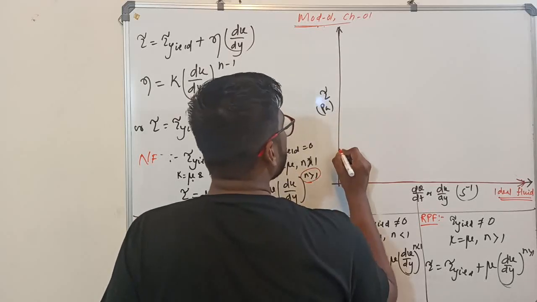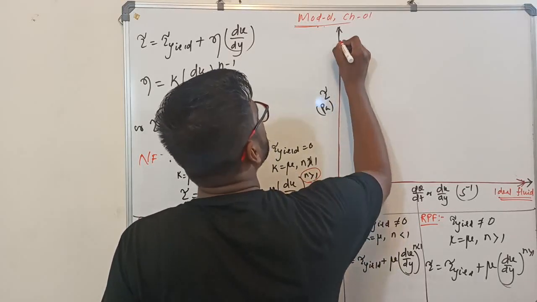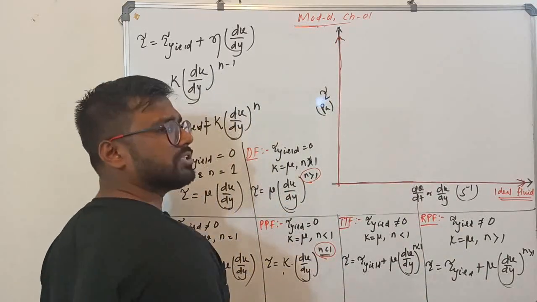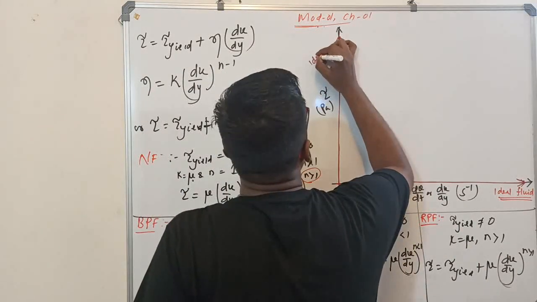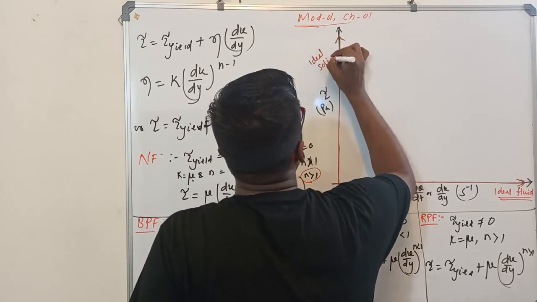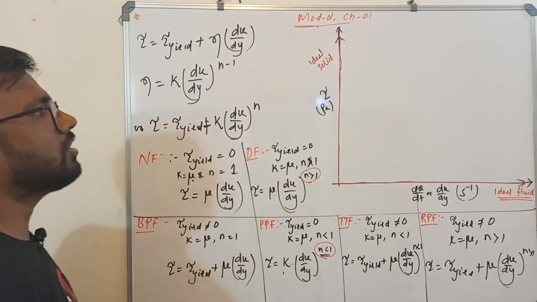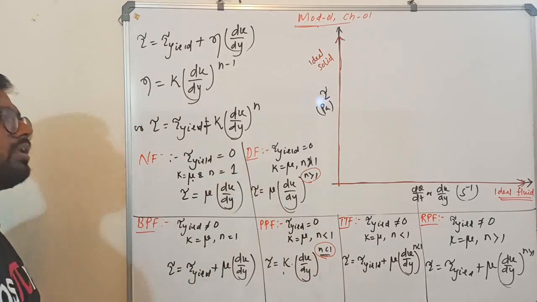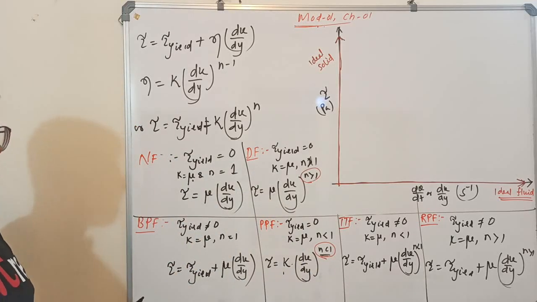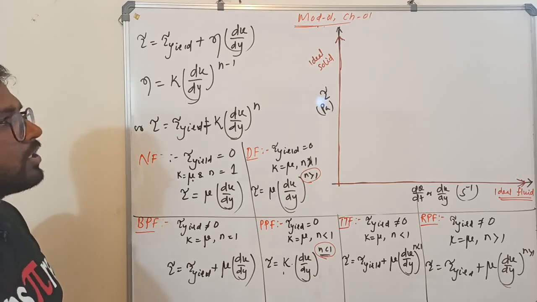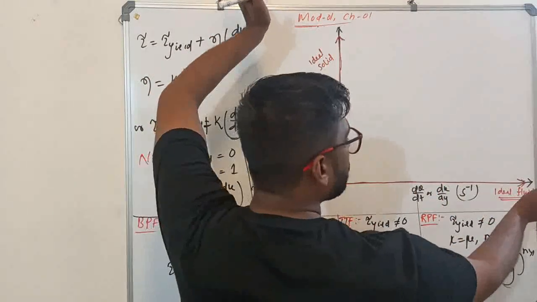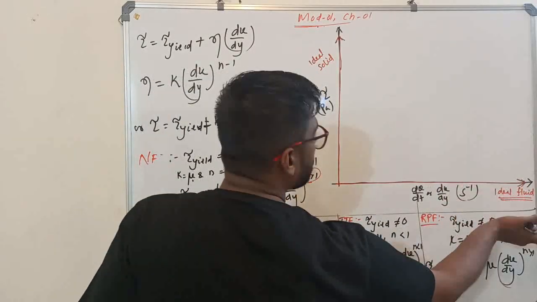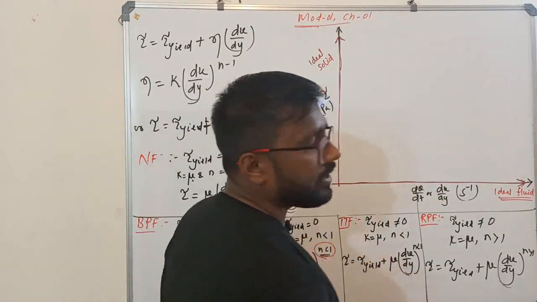Similarly, if no matter what force you apply, it won't show any deformation at all, we call it an ideal solid. Ideal solid means they won't show any form of deformation at all. Okay? So between the ideal solid and the ideal fluid, our real fluid exists.